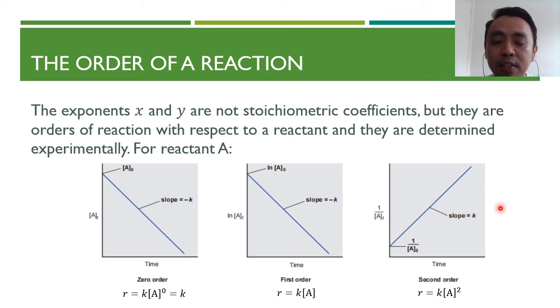We also notice that we can generate the following graphs to determine if we have a zero-order, a first-order, or a second-order reaction. We will use these graphs in a while.